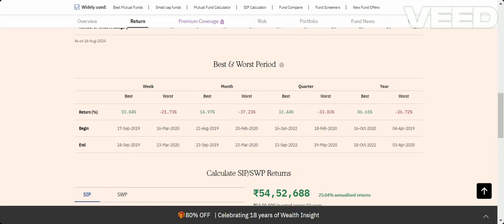So this fund is good if you want to hold your money in this fund for the next 5 years, but you should make sure that you can digest this 25% type of risk in case the market goes through a correction.